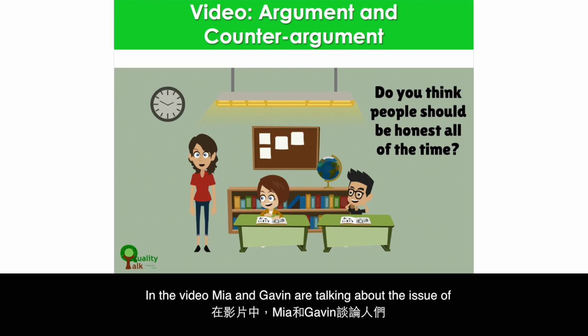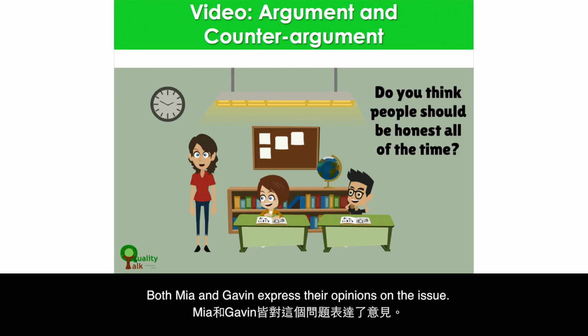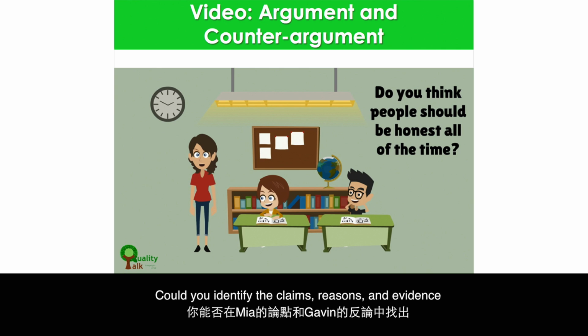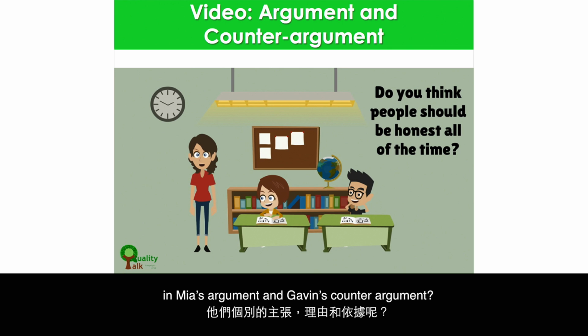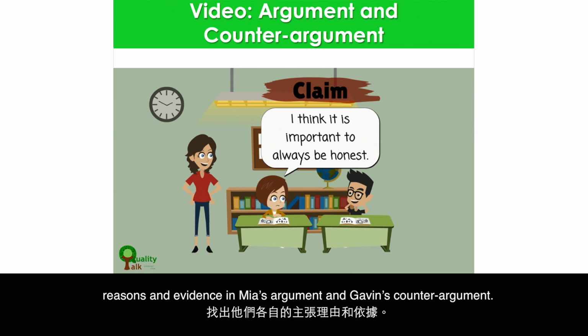In the video, Mia and Gavin are talking about the issue of whether people should be honest all of the time. Both Mia and Gavin express their opinions on the issue. Could you identify the claims, reasons, and evidence in Mia's argument and Gavin's counter-argument? Let's watch the conversation again and see if you can identify the claims, reasons, and evidence in Mia's argument and Gavin's counter-argument.